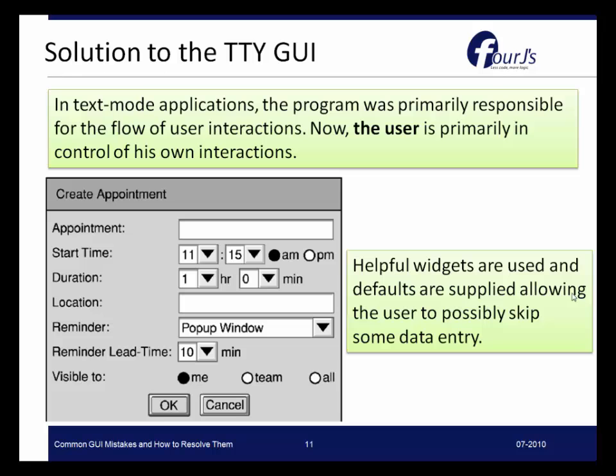So to resolve that, remember specifically that when you're moving from a text application to a graphical application, in a text mode application, the program was primarily responsible for the flow of the program. Now it's the user that's responsible for controlling their own actions and interactions with the program. So here now the screen has been changed to include helpful widgets, some helpful default or initial values that allow them to possibly skip some of the data entry. So again, at the heart of this is keeping the user's needs in mind.